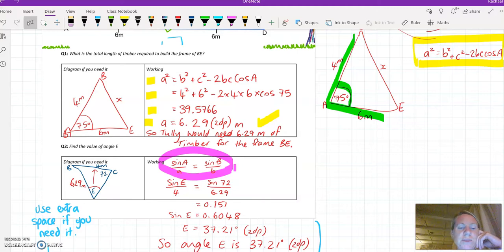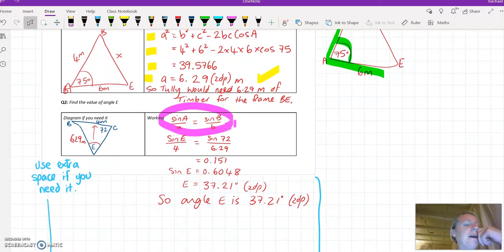Okay, substitute all the bits and pieces in. So we've got our E, in this case, is what the angle that we want to find is called. It's opposite the 4 meters. And then we've got our 72 degrees, and it's opposite the 6.29 meters. So plop them all in, work out what sine 72 divided by 6.29 is in your calculator. And then remember our next step. So we're going to now times that by 4, and then do inverse sine. So that's shift sine of your answer. And you'll end up with 37.21 degrees.